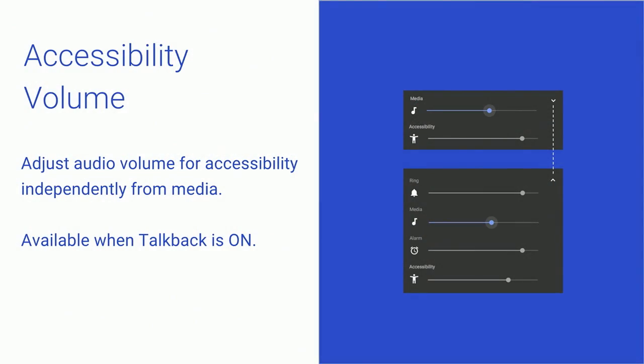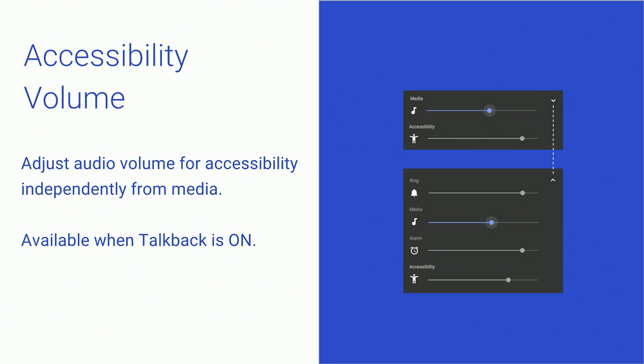The first feature I would like to talk about is called Accessibility Volume. Behind the fancy words is an ability for someone who is blind or visually impaired, or specifically uses TalkBack Screen Reader, to adjust the volume of speech independently from the volume of media, for example, when watching a YouTube video or listening to music.